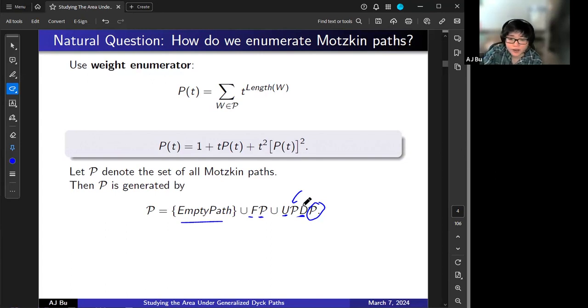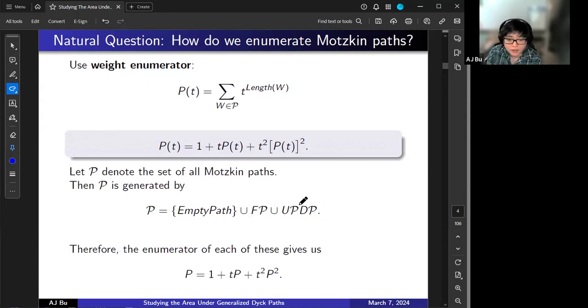So whatever happens here has to be a Motzkin path shifted up height 1. So that's how we get that grammar. And then turning this into the numerator, we're going to take each of these steps and turn it into a T, right? So we're going to get P equals 1, because the empty path has length 0, obviously, plus T from that F times P, plus T squared, so that's from the U and the D, times P squared. And that's going to give us the desired equation.